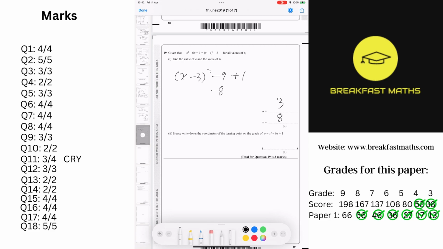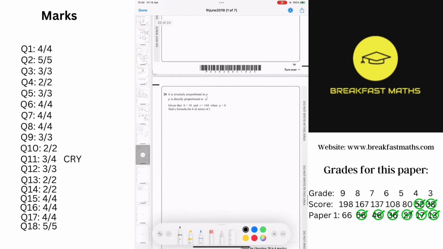Now, hence write down the coordinates of the turning point. So you need to set that equal to 0. So x is going to equal 3. And then whatever's left is your y coordinate. So this here is our minus 8. So this is your x, this is your y.